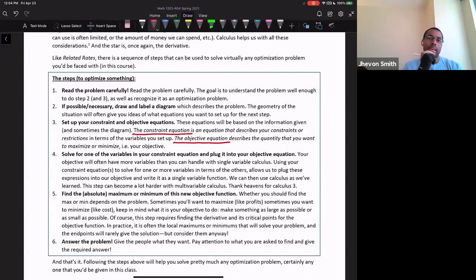How you proceed then is to get a new objective equation. And you get that by solving for one of the variables in your constraint and plugging it into your objective equation. This will get your objective equation all in one variable. So now you have a function of just one variable that you want to maximize or minimize. We know how to do that. Derivatives. Find the derivatives, find the critical points, set it equal to 0. Technically, what you're going to want to do is find the absolute max.